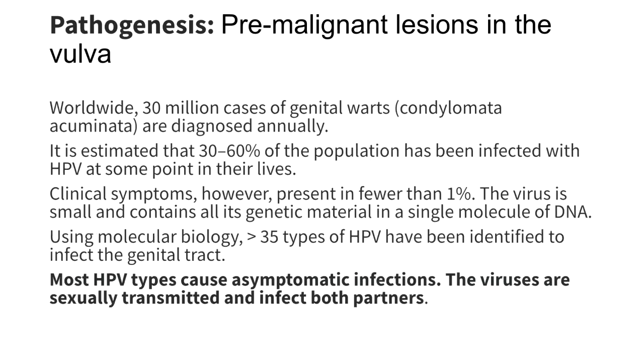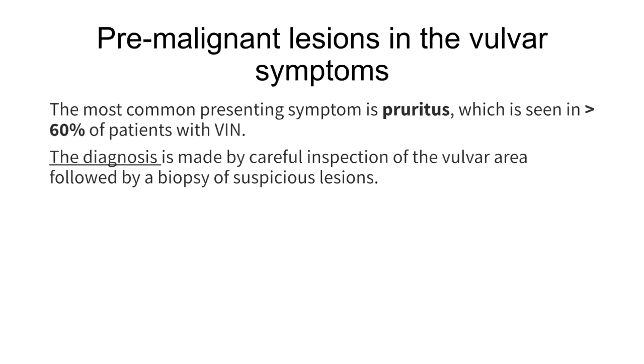As you know, HPV infection is worldwide common. It occurs all over the world, with almost 30 million cases of genital warts. It is estimated that 30 to 60% of the population has been infected with HPV. It's a sexually transmitted disease, and over 35 species have been recognized. Usually HPV infections are asymptomatic, and they are sexually transmitted between both partners.